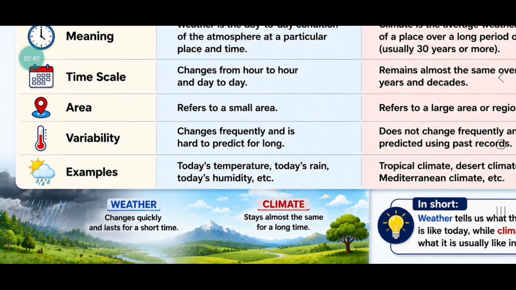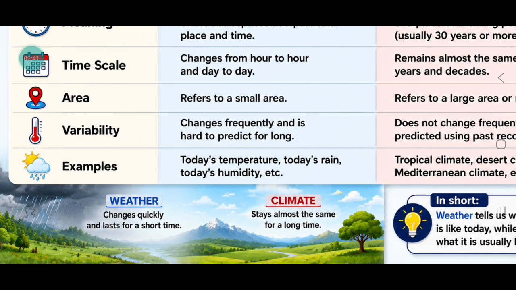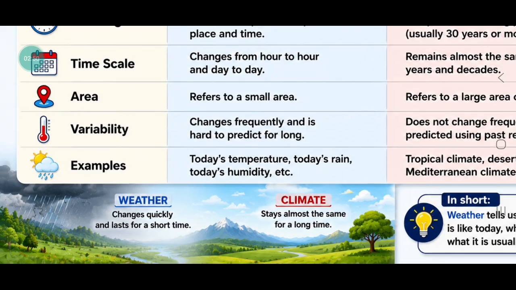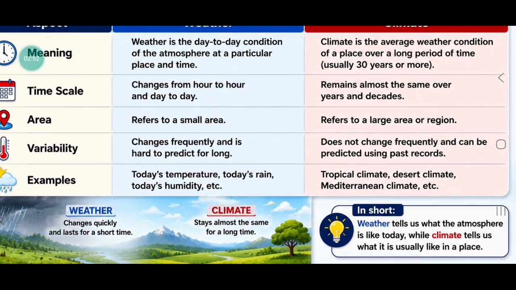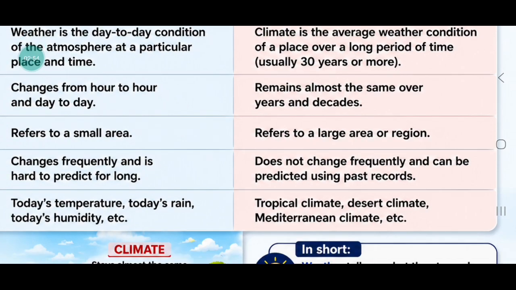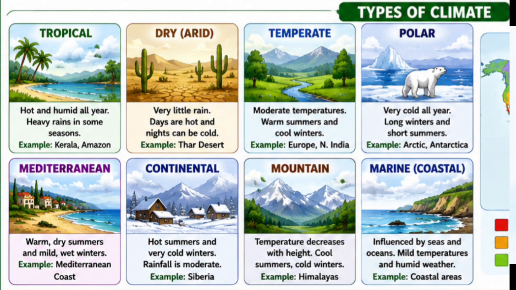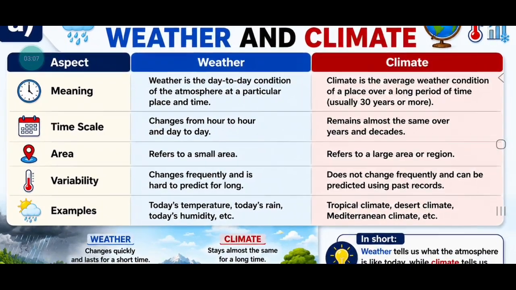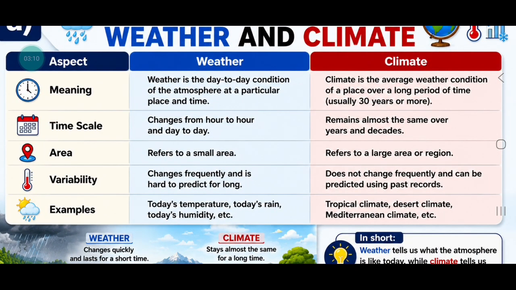And examples. Today it is rainy, after that it may be humid, stormy, sunny, cloudy. So many weather conditions are there. Fine. And examples of climates are tropical climate, arid climate, Mediterranean climate, subtropical climate. So this way there are examples of climate. These are some differences between weather and climate.